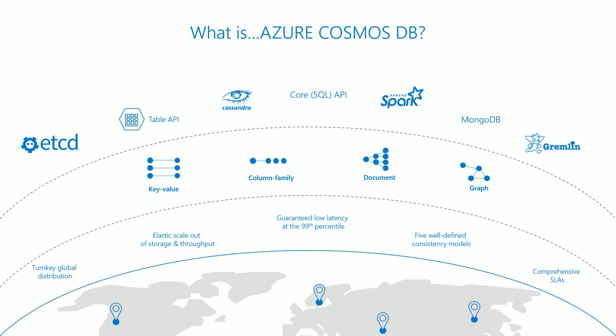Underpinning all of these APIs and data types are our core features, value props around global distribution, scalability, low latency, tunable consistency, and SLAs. So for each of these features, we'll go through what you actually have to know about and think about, and how it impacts you when you're building and developing a solution on Cosmos DB.